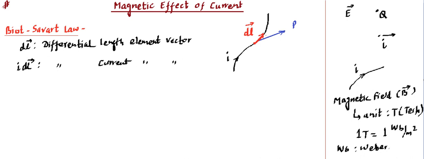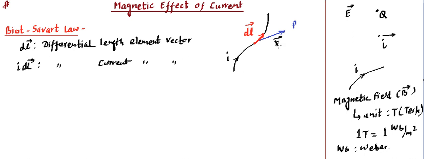From this differential element, because this is a very small element, it will be treated like a point. From that point we are going to join the point P, the place where we are interested to find the magnetic field, and this vector will be treated as the r vector. r is the position vector of the point from the differential element where we are interested in finding out the magnetic field. So that's going to be the r vector.